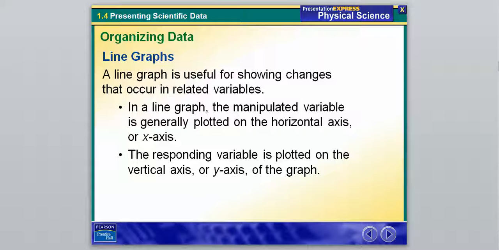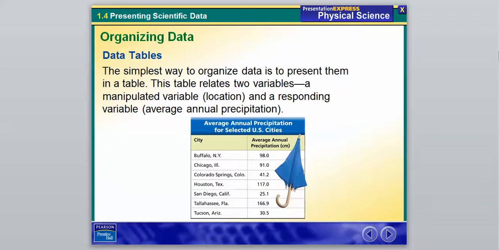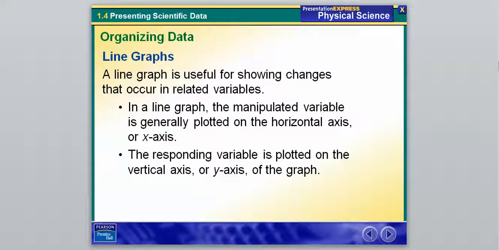And a line graph is useful, so this could almost be made directly into a line graph. A line graph is useful for showing changes that occur in related variables. In a line graph, the manipulated variable is generally plotted on the horizontal or x-axis, the one that runs from left to right, while the responding variable is plotted on the vertical or y-axis of the graph. We could make a line graph very easily based off of this information right here, and turning data tables into the correct type of graph is going to be a useful skill for us in this class.